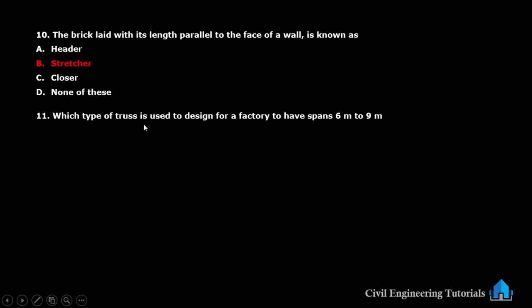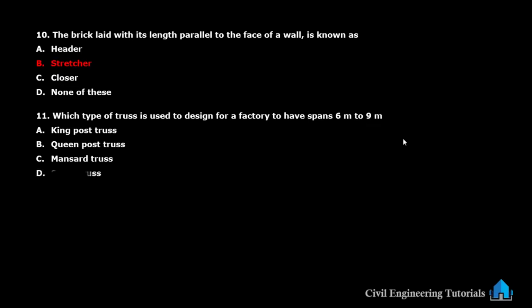Next question. Which type of truss is used to design for a factory to have spans 6 meter to 9 meter? Option A, king post truss. Option B, queen post truss. Option C, mansard truss. Option D, collar truss. So the answer is king post truss. King post truss is used to design for a factory to have span 6 meter to 9 meter.